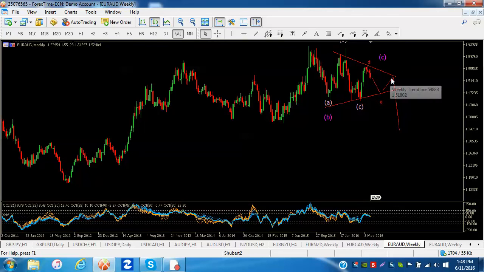Okay, so here's the end of wave E, somewhere around here, wherever this ends up coming back and touching, and then down. You measure it down, that's your target. Okay, so that's the Euro Aussie.